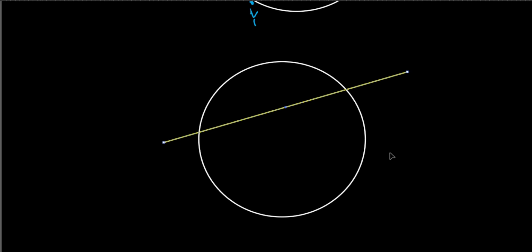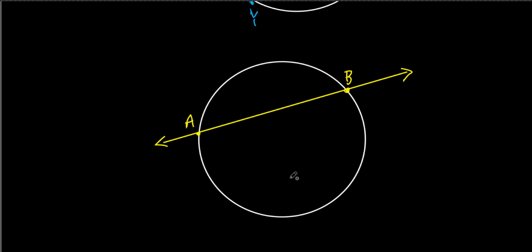Okay, what if I did this? What is that? Is it a chord? Right, it's not a line segment. All right, so if I call this A and I call this B, I could say that this is a chord. I could call it chord AB, right? Or line segment AB. Would you agree?